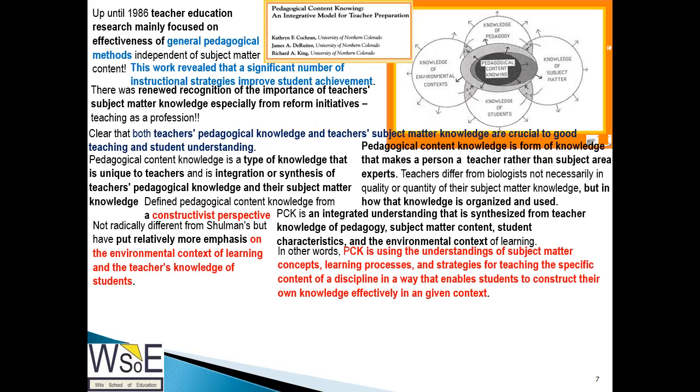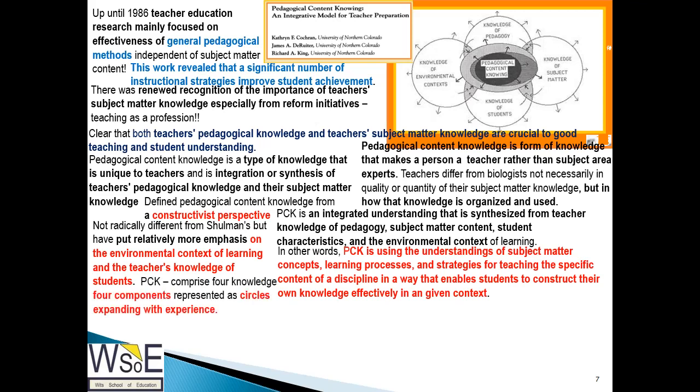Now, it's not radically different from Shulman's idea, but they have put relatively more emphasis on the environmental context of learning and the teacher's knowledge of students, which makes sense from a constructivist point of view, because your environment is what creates your experiences, and the teacher's knowledge of the students and how she or he would use that knowledge to build a learning strategy that helps learners construct their own knowledge. That is why the emphasis is there. If you understand constructivism, you will understand why they put the emphasis there.